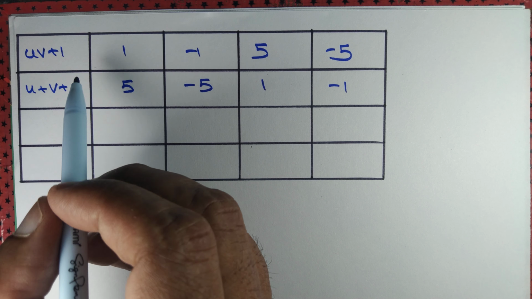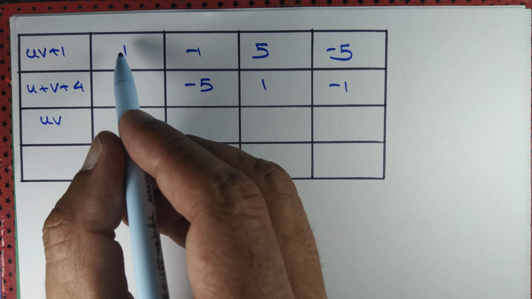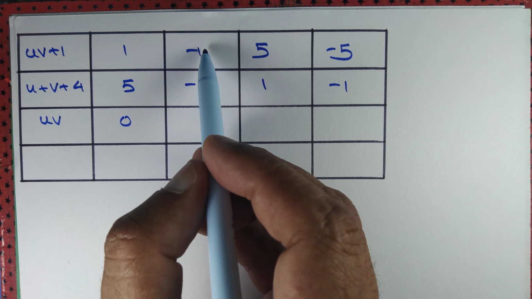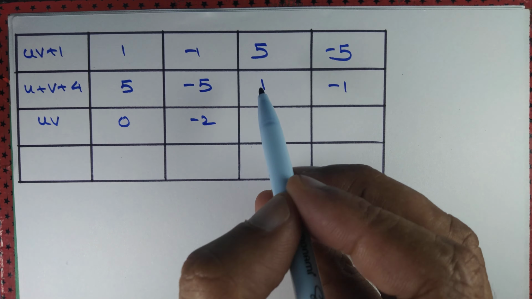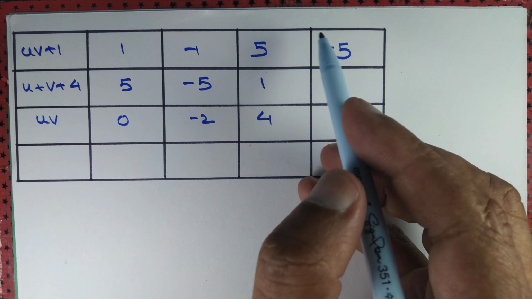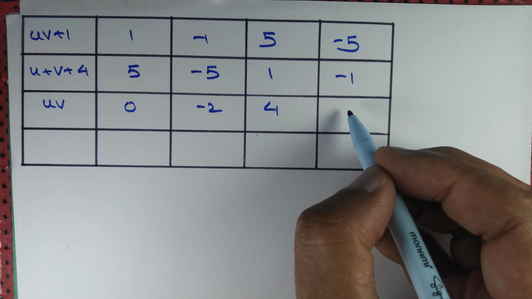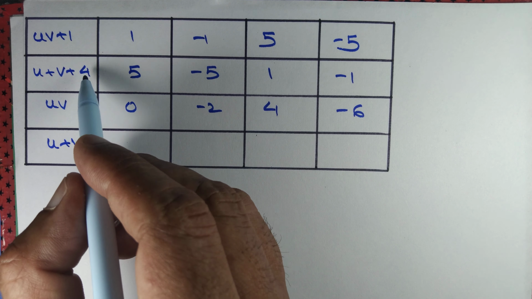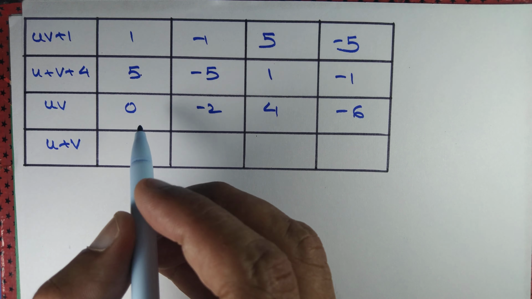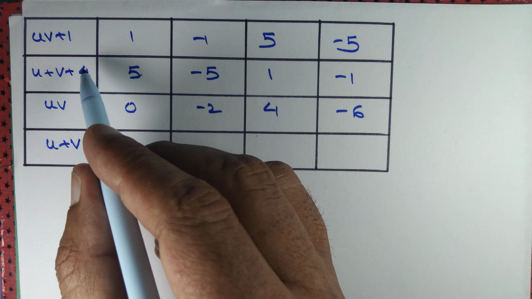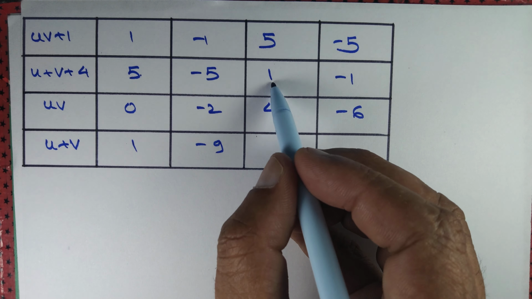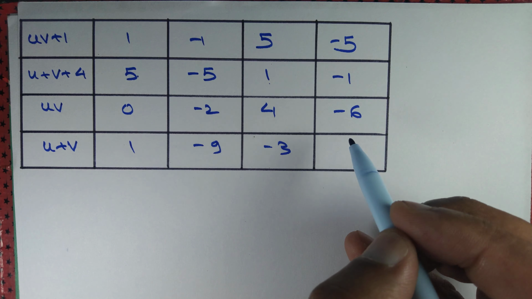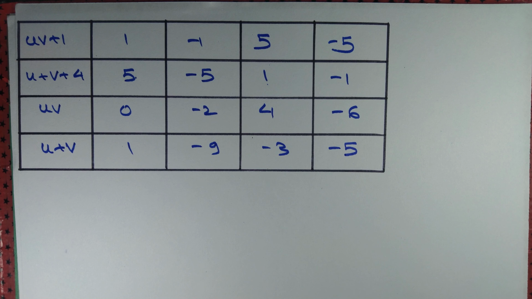So from there, definitely we can find uv: just subtract 1, so 0, and minus 1 minus 1 is minus 2, 5 minus 1 is 4, minus 5 minus 1 is minus 6. What about u plus v? Just subtract 4. 5 minus 4 is 1, minus 5 minus 4 is minus 9, 1 minus 4 is minus 3, minus 1 minus 4 is minus 5.